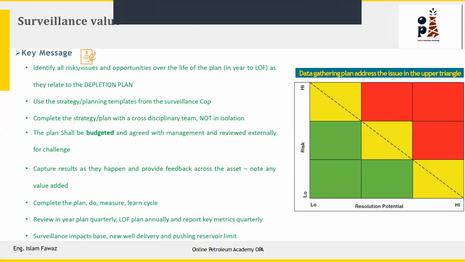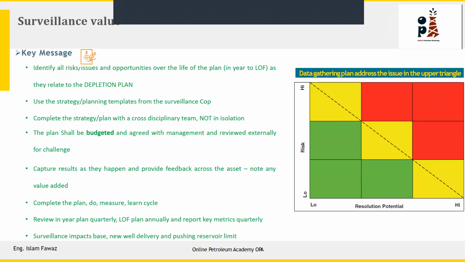So I brought some key messages here for the surveillance plan and how to generate it. The first one is to identify all risks, issues and opportunities over the life of the field as they are related to the depletion plan. The depletion plan has many opportunities. So put all these opportunities on this uncertainty matrix, and we find the high potential and high risk ones. We need to de-risk these because they have high potential and performance that will impact your company and increase the production from the company.